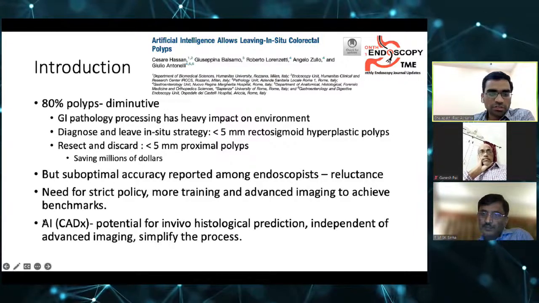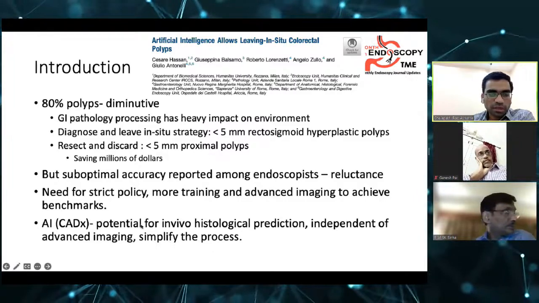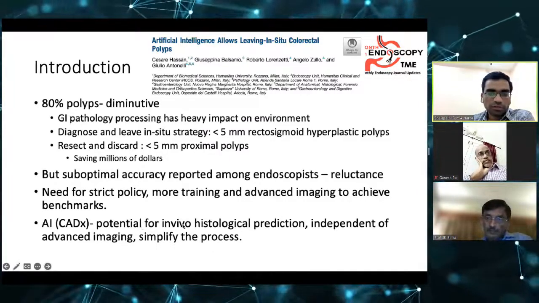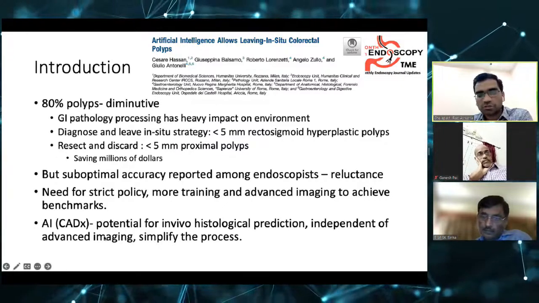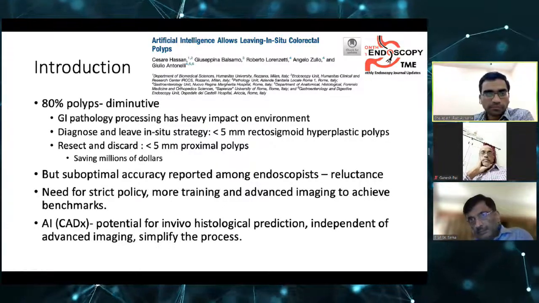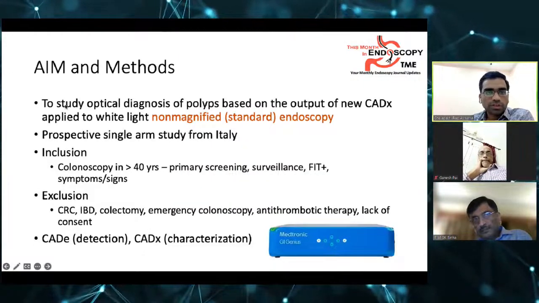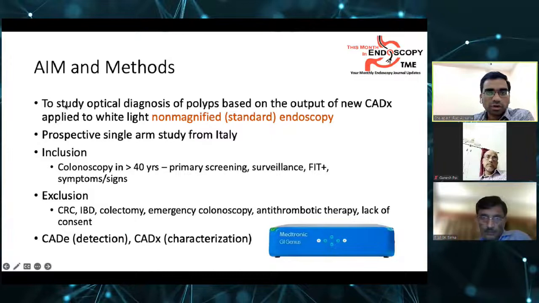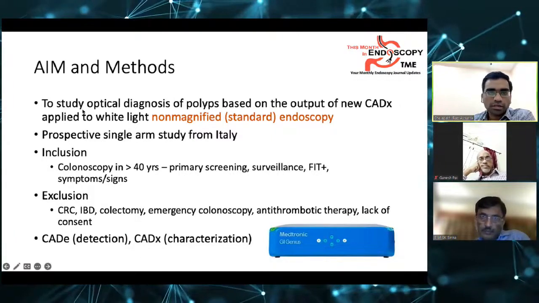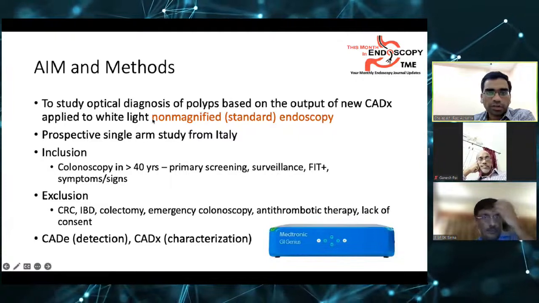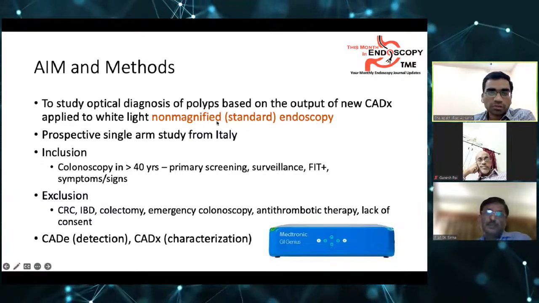So artificial intelligence has come up in a big way. It is also called a computer-aided diagnostic system. It gives the potential for in vivo histological prediction independent of the advanced imaging, and it also simplifies the process. So the aim of the current study is to study the optical diagnosis of polyps based on the output of the new CADx system applied to the white light, non-magnified standard endoscopy or colonoscopy system.